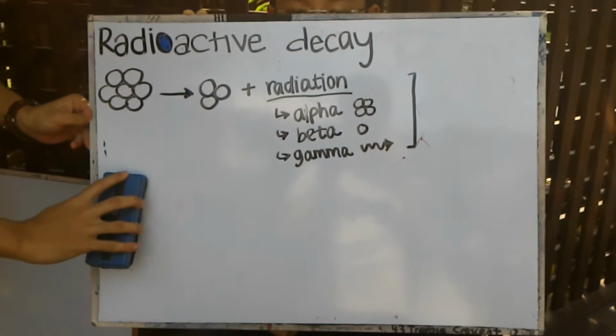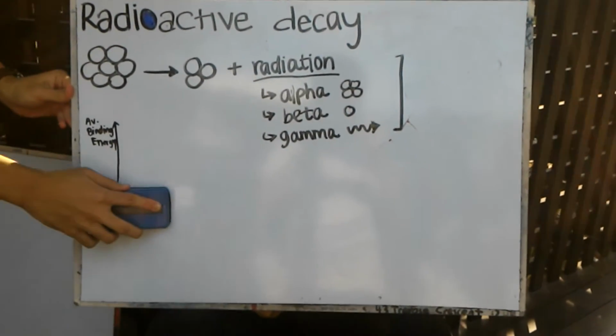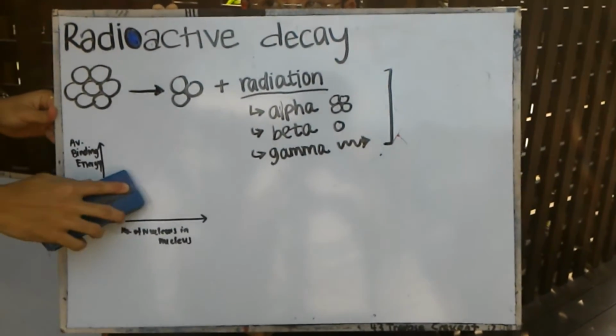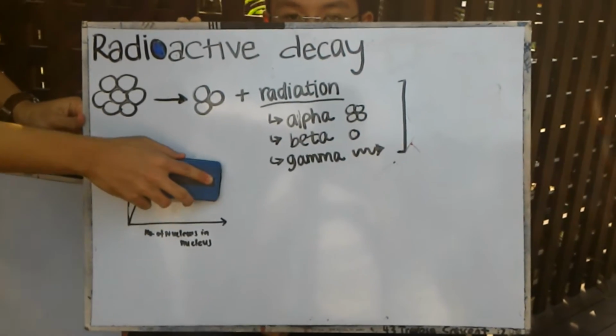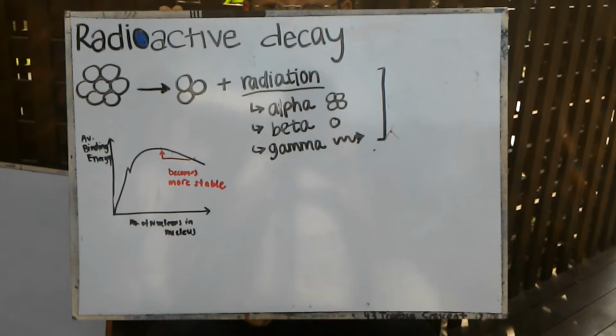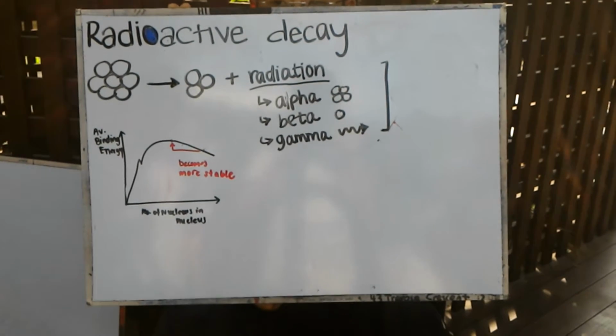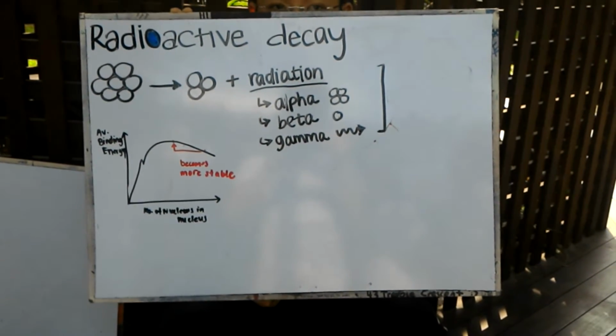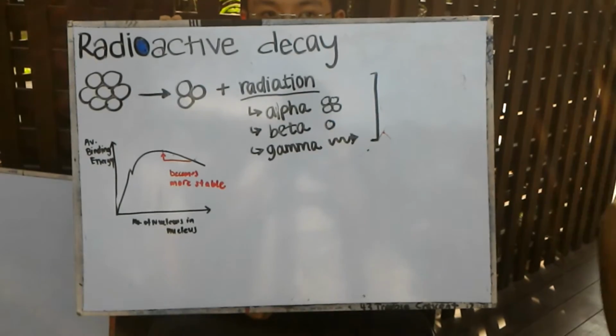Binding energy is the energy that would be required to separate the nucleus of an atom into its constituents. A graph can be drawn to represent how average binding energy per nucleon varies as the atomic number, which is the number of nucleons, increases. The greater the binding energy, the more stable the atom.